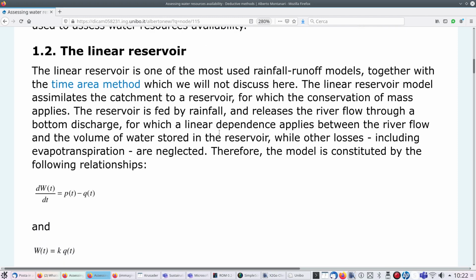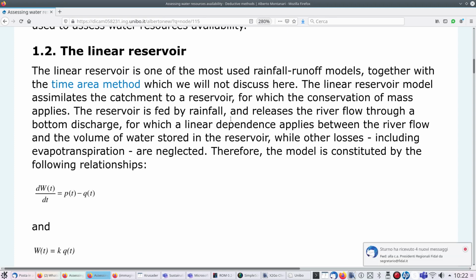And the linear reservoir assimilates the catchment to a reservoir, which is fine. I mean, the catchment indeed acts as a reservoir for surface water and groundwater. Some surface water is stored into the catchment, indeed, as volume of water that is flowing into the rivers, in lakes, etc. Some groundwater is also stored into the catchment. And therefore, we can assimilate the catchment to a reservoir. This is a conceptual scheme.